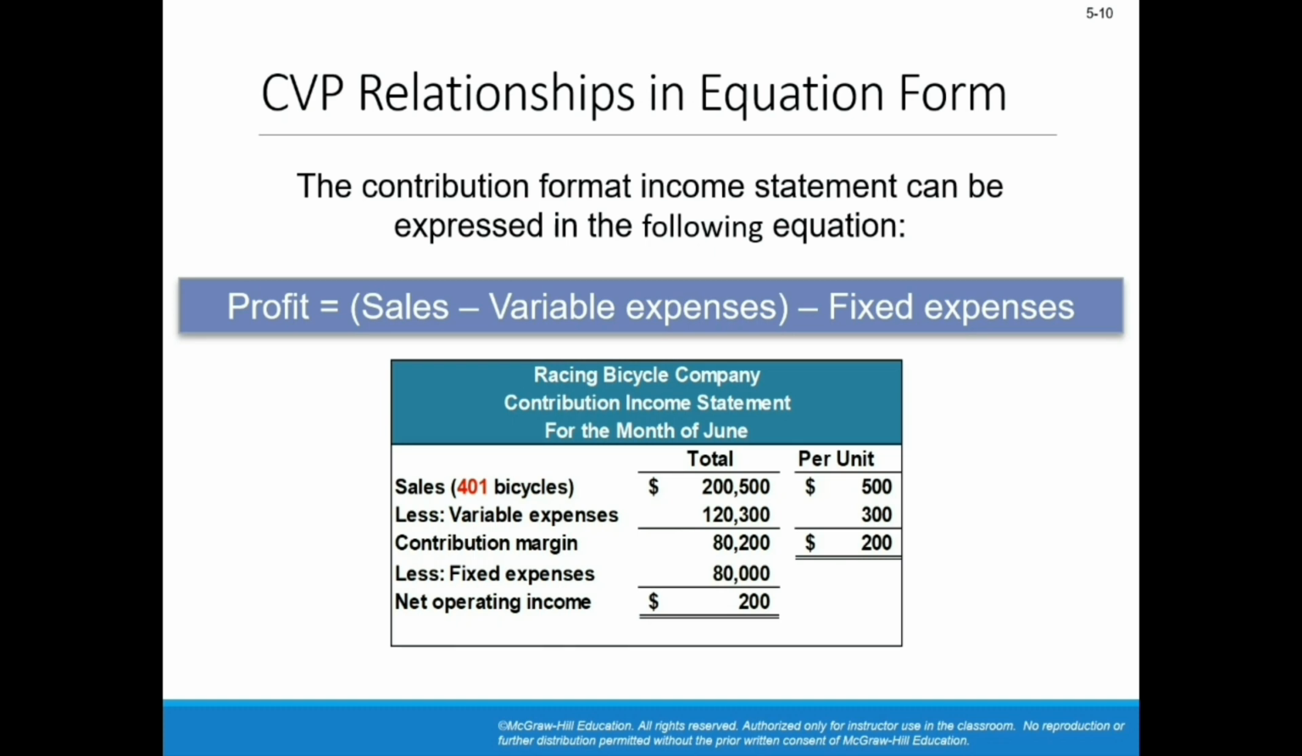So the relationship between profit, sales, variable expenses, and fixed expenses is as follows. This is net operating income, which is equal to revenues minus total variable cost minus total fixed cost. These two here, when you deduct them from each other, you will get the contribution margin. So in other words, net operating income is equal to CM minus total fixed cost, right?